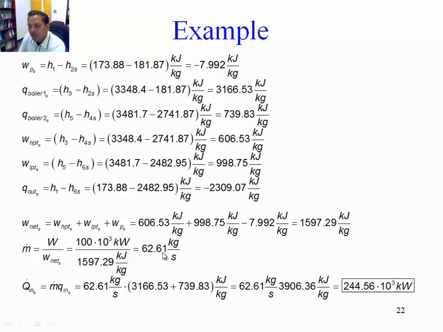The mass flow rate that we found was 62.61, and the Q in is the Q in the first pass of the boiler plus the Q in the second pass of the boiler. That means that the amount of energy added to the water is 244 megawatts, or 244,000 kilowatts. So we invest 244 megawatts of energy in the form of heat by burning fuel in order to produce 100 megawatts of energy in the form of mechanical energy, rotating power, in order to produce electricity in a generator.